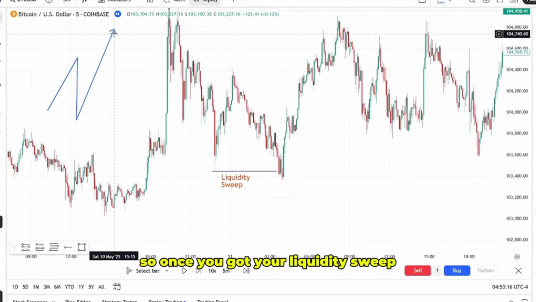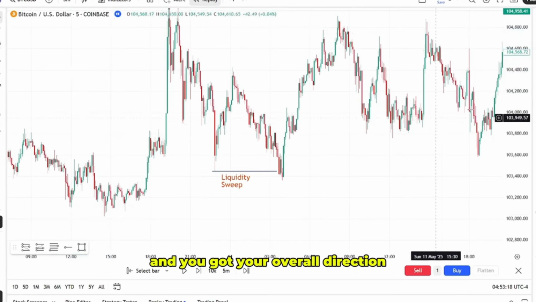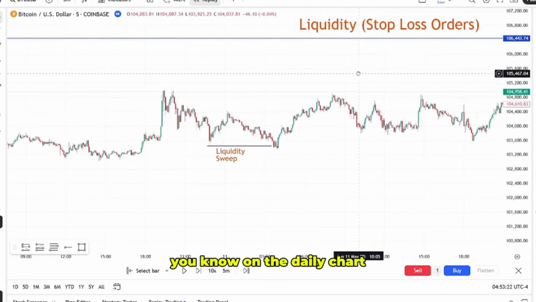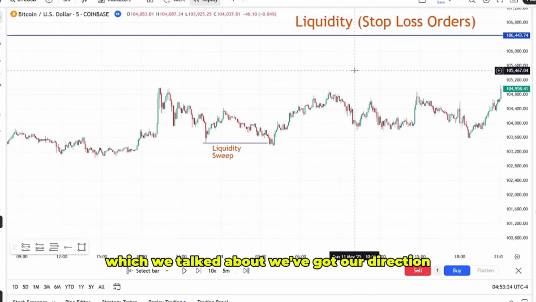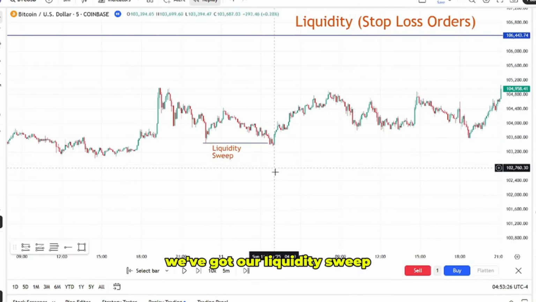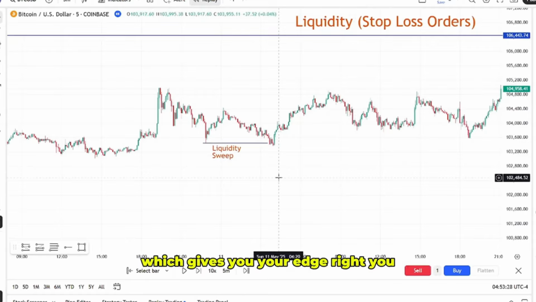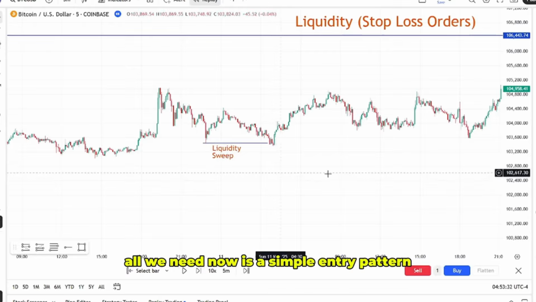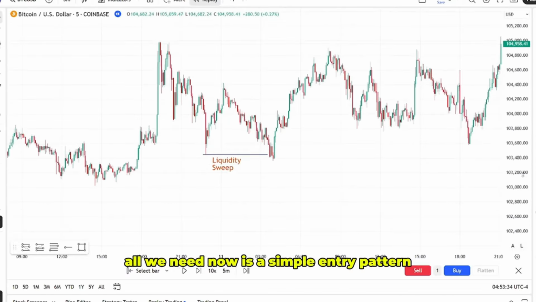So once you've got your liquidity sweep and you've got your overall direction, which we just zoom out, this is our liquidity on the daily chart, which we talked about. We've got our direction, we've got our liquidity sweep, which gives you your edge. You don't have an edge unless you've actually got the sweep. Once you've got your sweep, you have your edge. All we need now is a simple entry pattern.